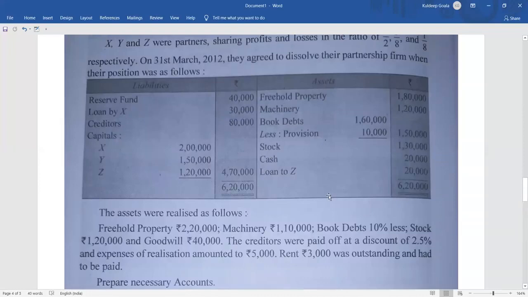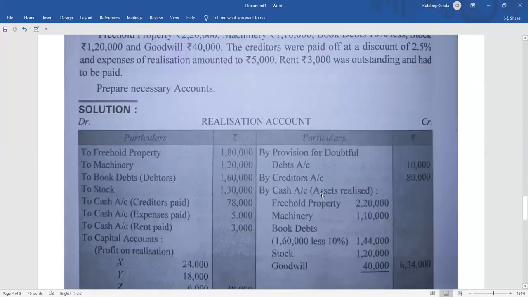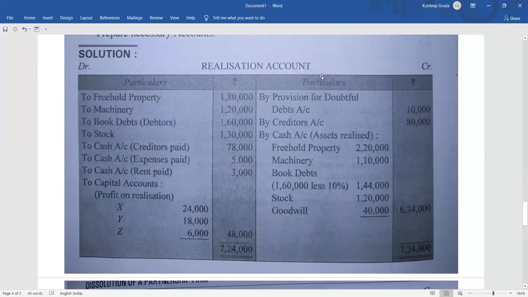So both the sides are over. Now we will go to the next one, that is realization account. We will find out where the term capital account is mentioned here. Generally in this question you have got only one situation, that is the profit on realization, but there will be many situations where the partners are taking away the assets or the liabilities. Then there will be more than one situation where the capital account will be there.